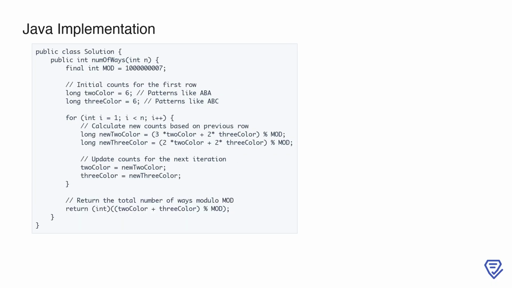This Java implementation mirrors the logic of the Python solution provided earlier. The method numberOfWays calculates the total number of ways to paint the grid using 2-color and 3-color patterns, updating the counts iteratively for each row. Key differences include type declarations for variables, usage of long to handle large numbers, and Java's mod operation to prevent overflow. The final result is returned as an integer after modular arithmetic.